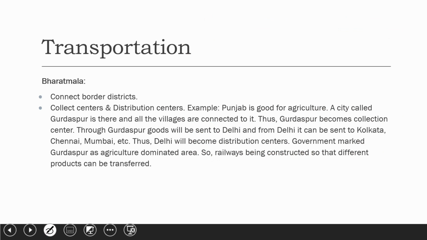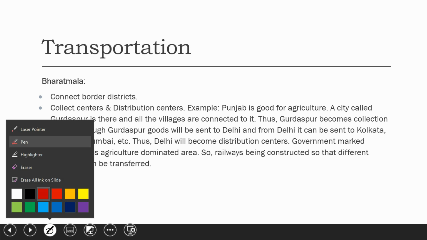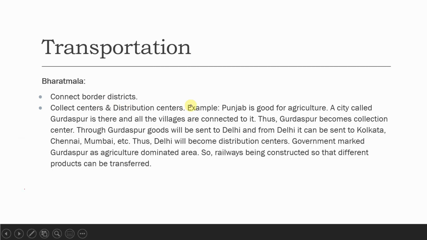Transportation. So transportation is like Bharatmala, which connects border districts, and it has a collection center and a distribution center. For example, Punjab is good for agriculture. A city called Gurdaspur is there, and all the villages are connected to it.